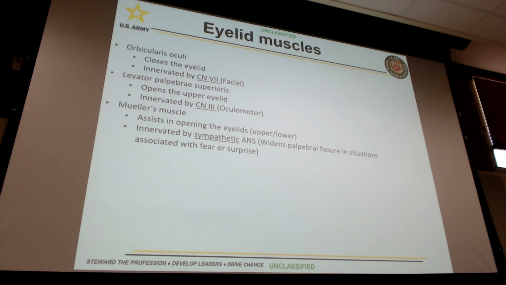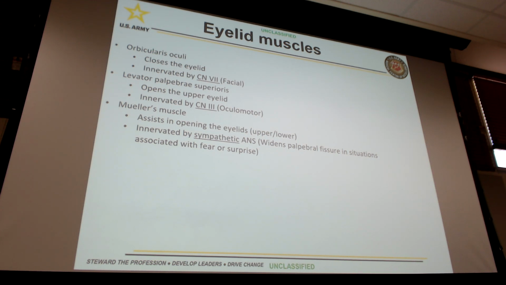Orbicularis oculi. Okay, this muscle is a circular muscle in the upper and the lower lid, and it closes the eyelid, okay? And it's innervated by the 7th cranial nerve, the facial nerve. So the way we can remember that is 007. Right? Think James Bond, 007. Orbicularis oculi is innervated by the 7th cranial nerve, and that closes the eyelids.